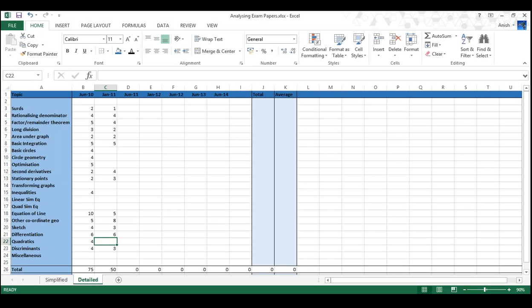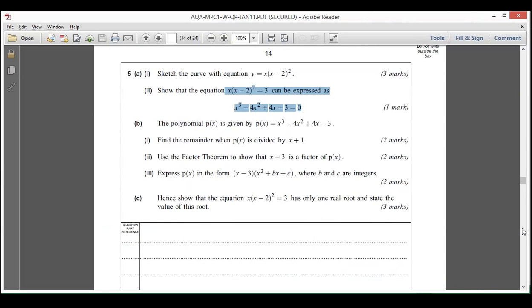Type it in. Okay, one of you's typed in, and I agree with that one. Yeah, quadratics. That's that one done.